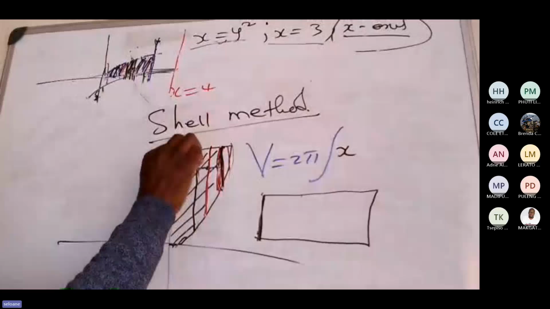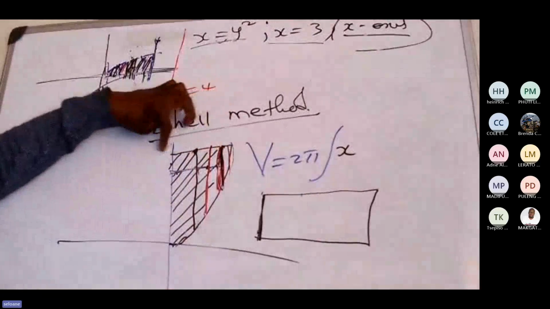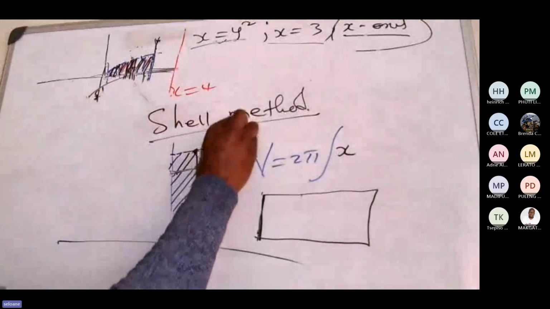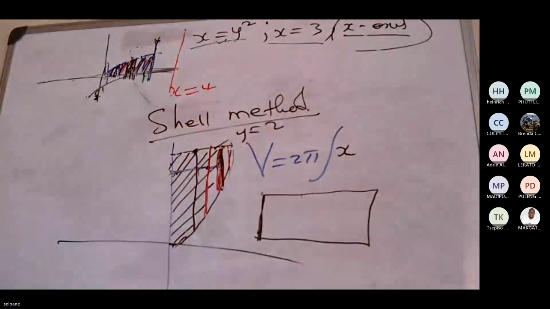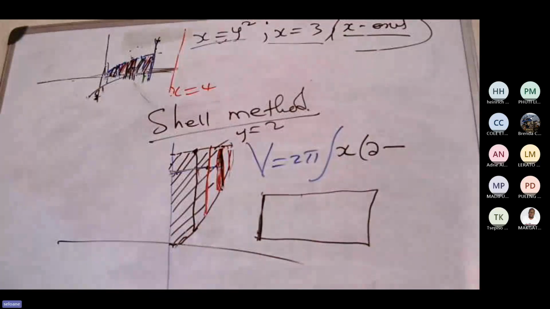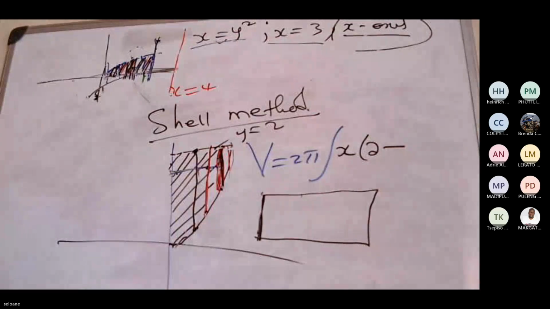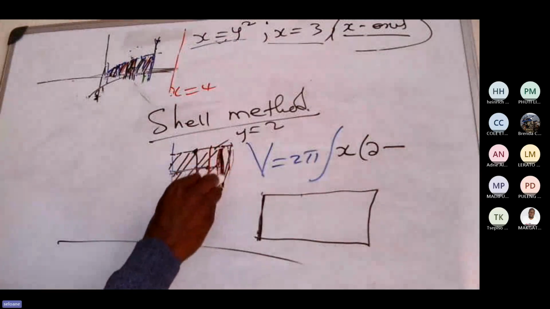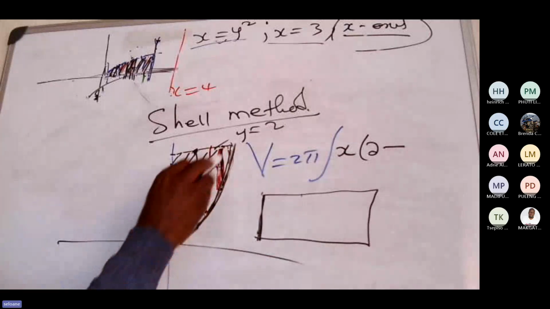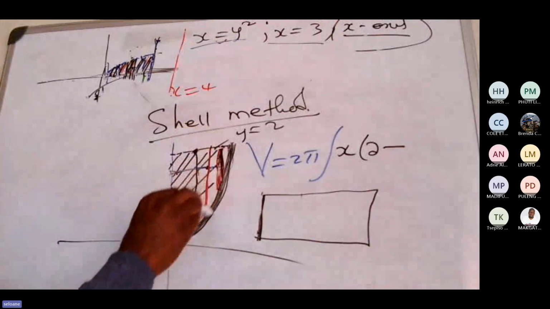Therefore, it will be y here. And what is y here? Y at any point on this, y at any here is how much? Is y equal to 2. We know it. Therefore, it will be 2 minus. And what is y here? Y here or y here? Because it's y on this. Therefore, you must go and take the equation of this and make y the subject of the formula.